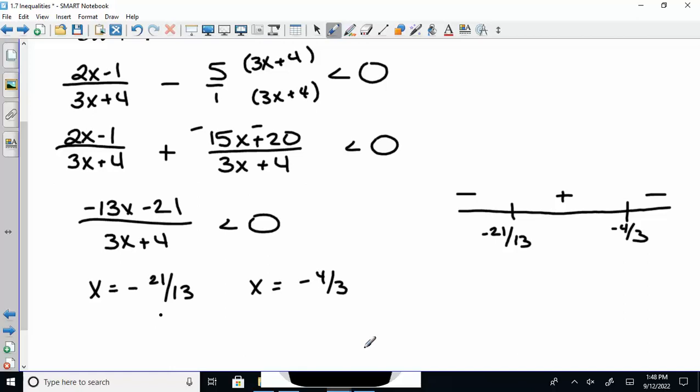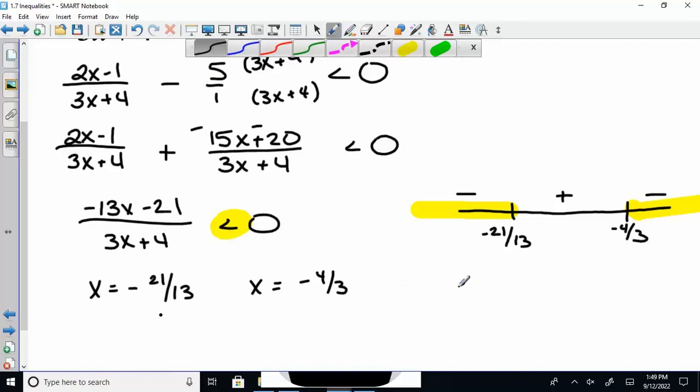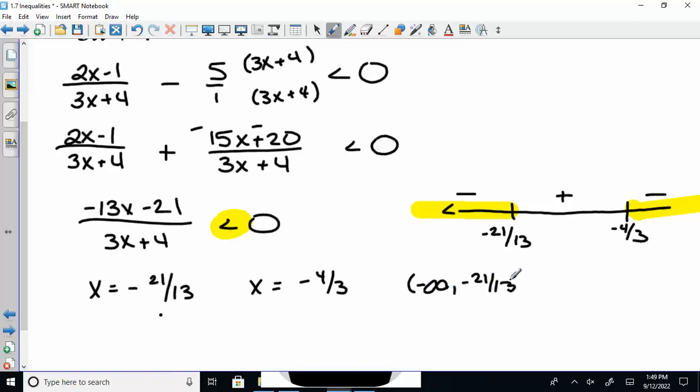Which ones did we ask for? Less than, so that's the negatives. We don't have to worry since there's no equal to, everything gets a parenthesis. So we have to describe both of these solutions. So this one is coming from negative infinity until we get to negative 21 over 13. Union, negative 4/3 to positive infinity.